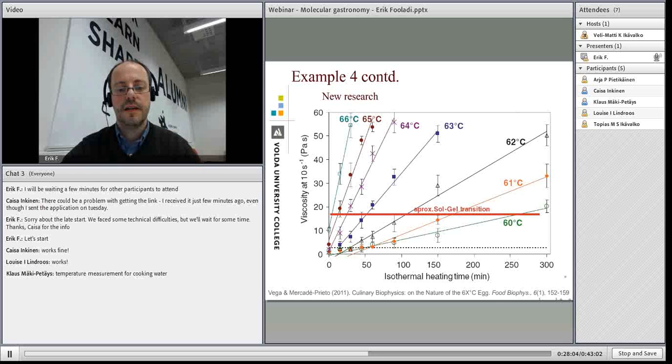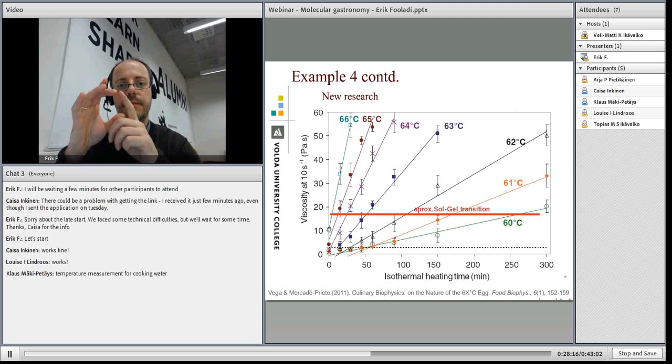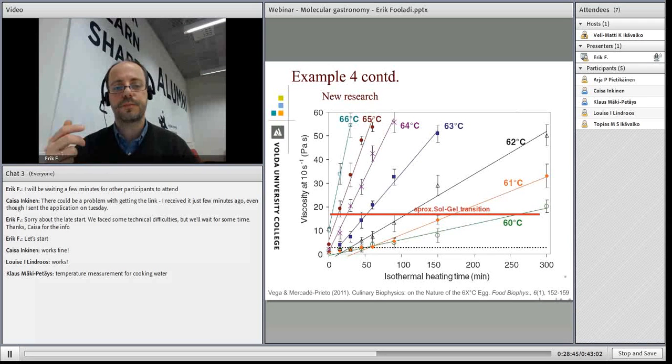And in 2011, a research paper appeared in the journal Culinary Biophysics about this phenomenon. They had taken these eggs and they had made a little hole and put temperature probes inside into the yolk and left them in water baths. And that's what you see with the temperatures here, 66, 65, 64, etc. They had left them for a certain long time at these temperatures, and then at the y-axis here you see the viscosity, how hard it becomes.